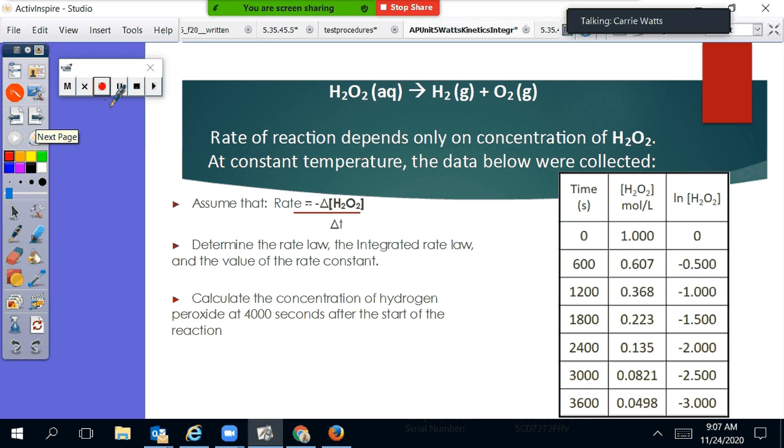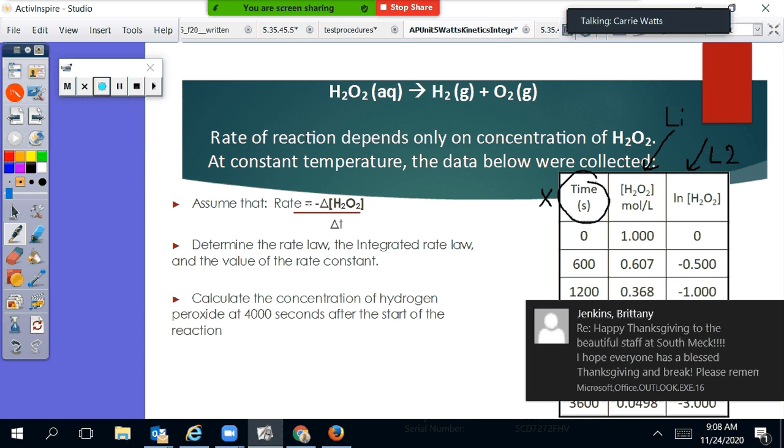Okay, let's do one more problem. This problem tells you that the rate of reaction depends only on the concentration of H2O2. At constant temperature, the data was collected. You can see that you have your time in the first column, which would be your x-axis, right? And then you have two y's. When I put it in the calculator, I put it as L1 and L2. If you're familiar with your calculator, that's where you would put your data.